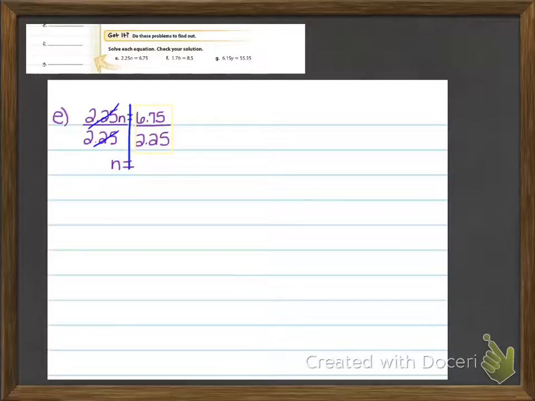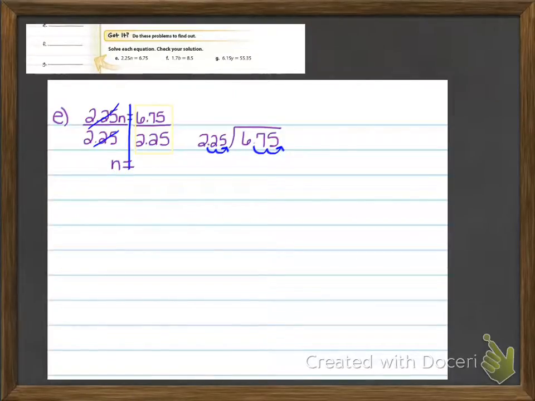So what I'm going to do is write out 6.75 divided by 2.25. Now we can't divide by a decimal, so I'm going to take the decimal in my divisor spot and move it 2 spots to the right. And I'm moving it 2 spots just so I can get far enough over to make it a whole number. So now I'm going to do the same thing with my dividend.